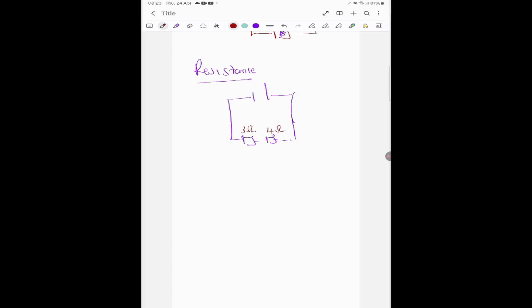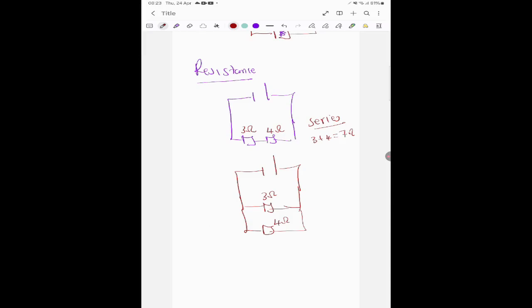When resistance is in series, as in the example here, you just add them up. So 3 plus 4 makes 7 ohms. All right, so resistance in series is easy. If they are in parallel, now it's a little bit more interesting. 3 ohms, 4 ohms, and what's the combined resistance here?